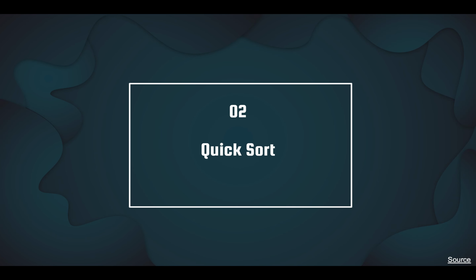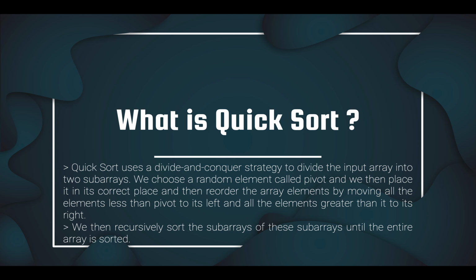Let's see what quicksort is. Quicksort uses a divide and conquer strategy to divide the input array into two sub-arrays. We choose a random element called pivot and place it in its correct place, and then reorder the array elements by moving all the elements less than pivot to its left and all the elements greater than it to its right. We then recursively sort the sub-arrays of these sub-arrays until the entire array is sorted.